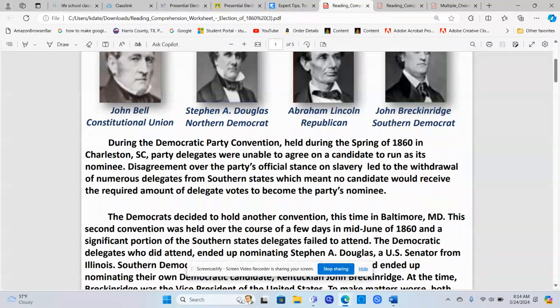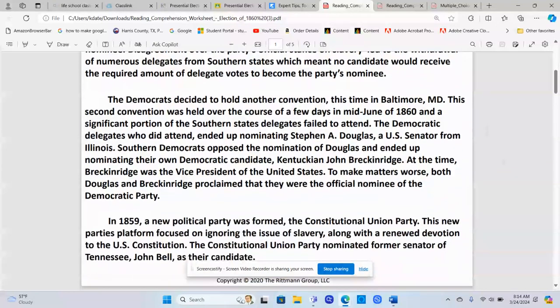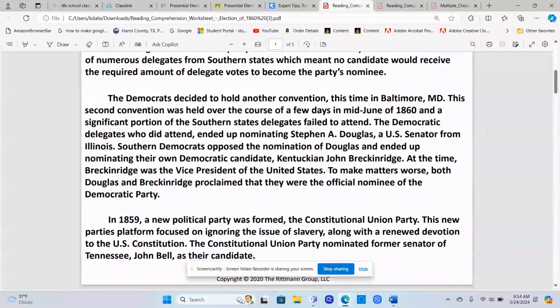The second convention was held over the course of a few days in mid June of 1860, and a significant portion of the Southern states' delegates failed to attend. The Democratic delegates who did attend ended up nominating Stephen A. Douglas, U.S. Senator from Illinois. Southern Democrats opposed the nomination of Douglas and ended up nominating their own Democratic candidate, Kentuckian John Breckinridge. At the time, Breckinridge was the Vice President of the United States. To make matters worse, both Douglas and Breckinridge proclaimed that they were the official nominee of the Democratic Party.